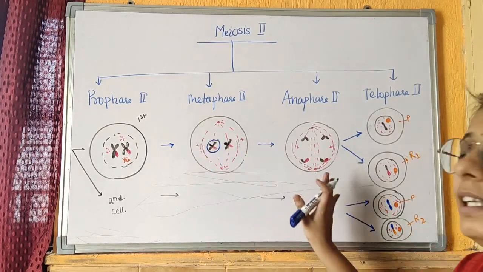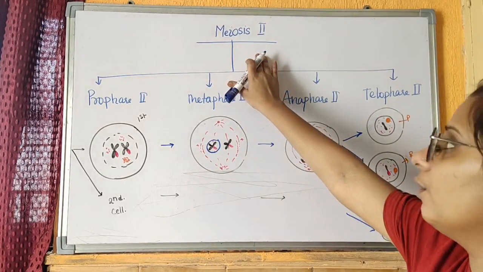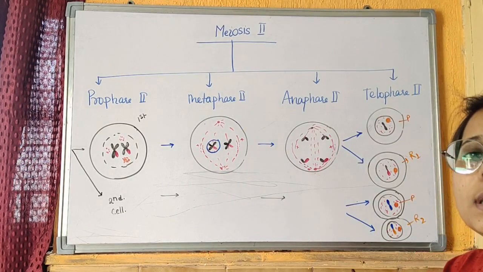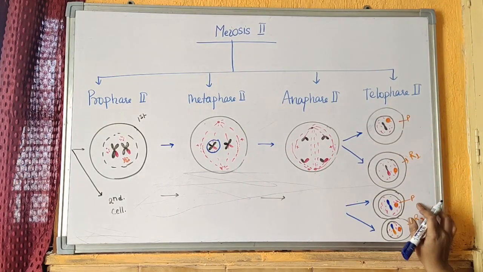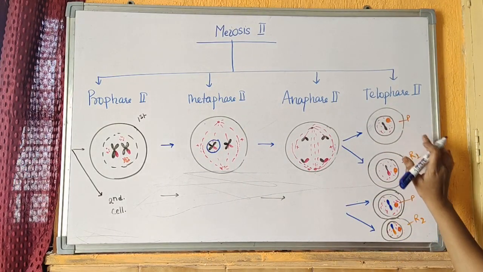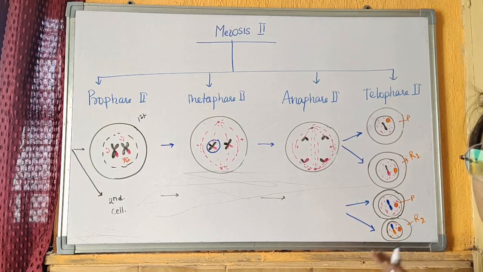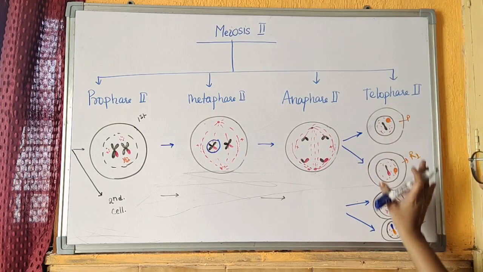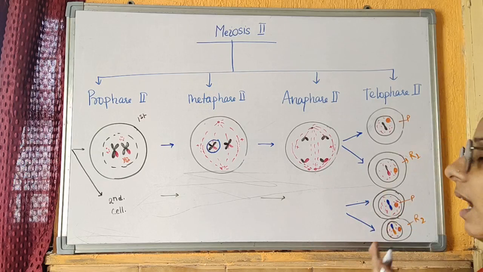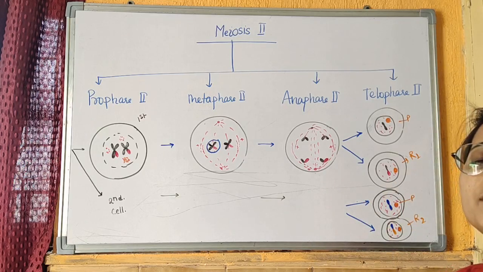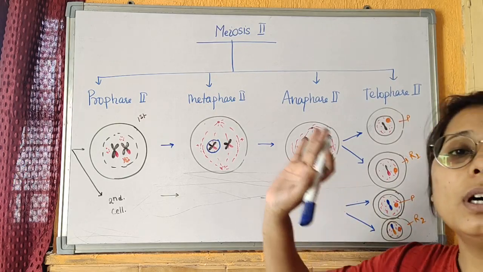Thus, at the end of telophase 2, or the end of meiosis, 4 daughter cells are formed, 2 having the paternal chromatids and 2 having the recombinant chromosomal materials, and all these cells have just half the chromatid material or chromosome number compared to the mother cell.